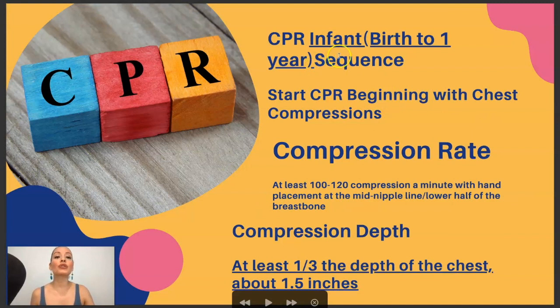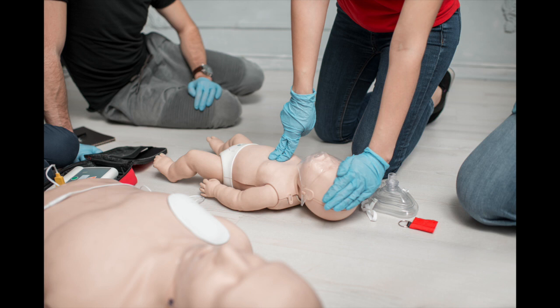Infant is considered from birth to 1 year. And you start CPR beginning with chest compressions also. So everybody is CAB. So that makes it easy, right? Now, also the compression rate for infants is at least 100 to 120 a minute. So that's everybody. With hand placement also at the mid-nipple line, lower half of the breastbone.